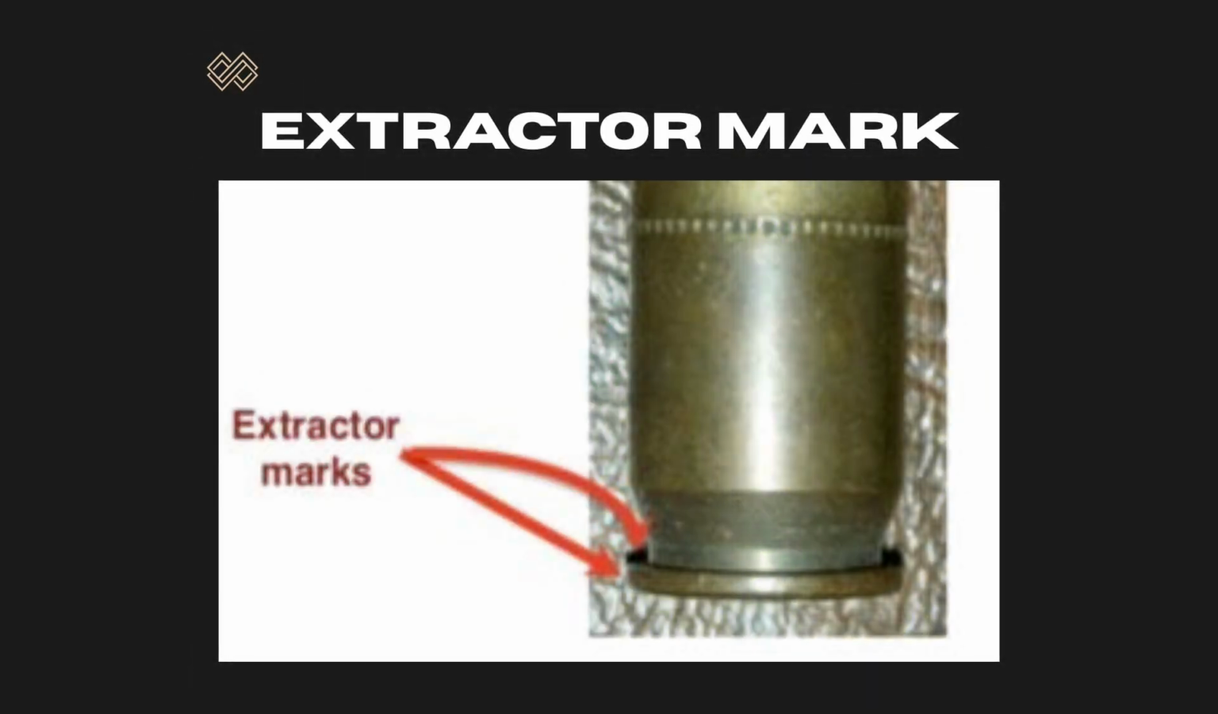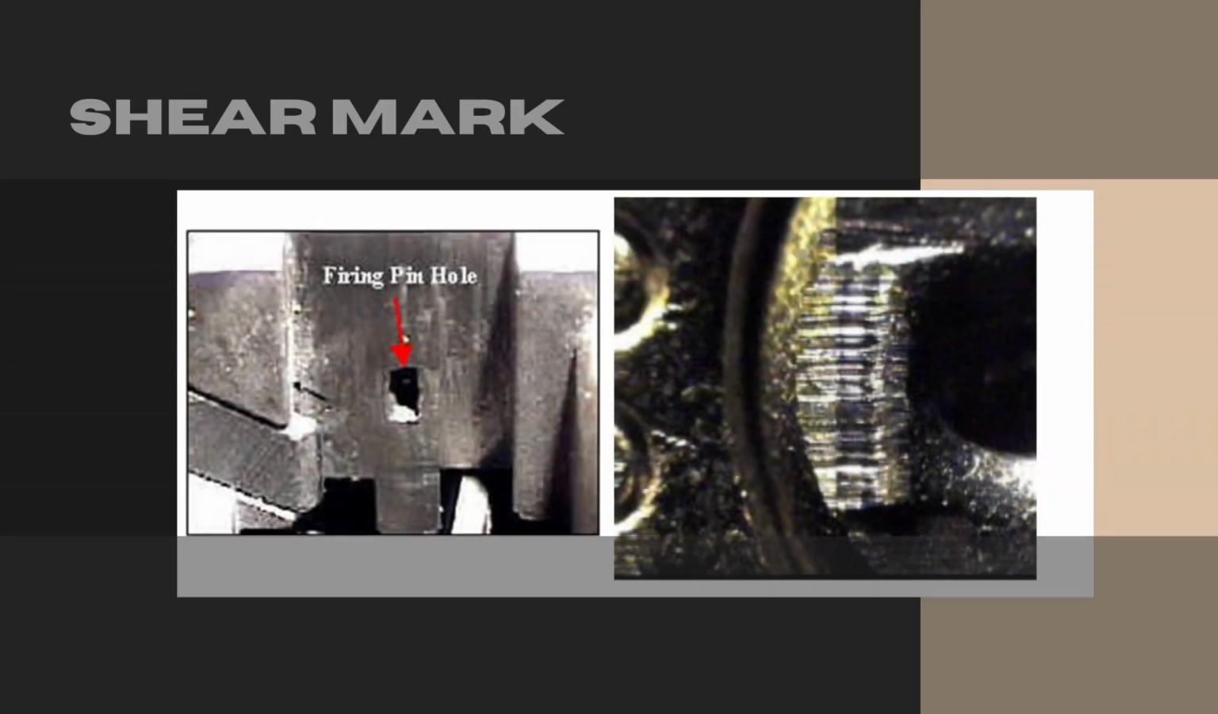Third, the extractor mark. The extractor mark is produced when the extractor claw or mechanism grips the rim of the cartridge case to pull it from the chamber. It appears as small scrapes or indentations on the rim. It is very visible in the image provided.